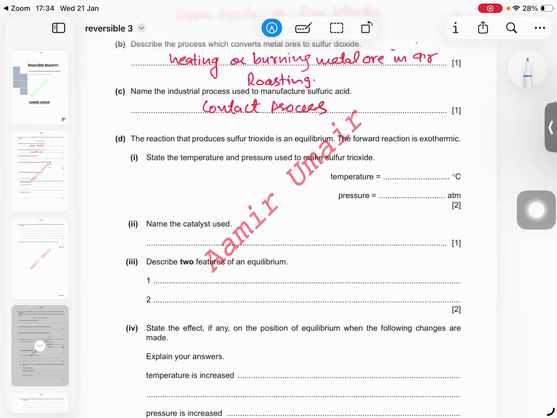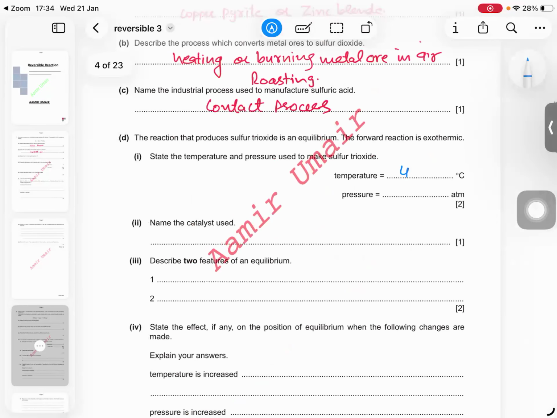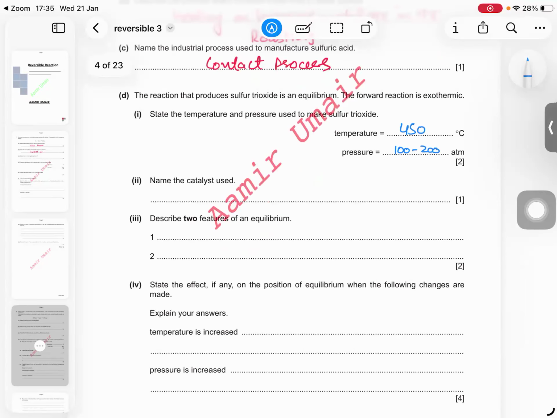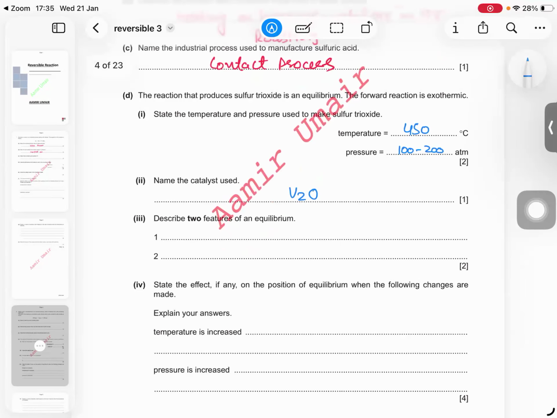Do you remember? What was the temperature? 450. What was the pressure? Okay, name the catalyst used. V2O5. You have to name it. So vanadium(V) oxide. You have to write the number in Roman numerals. You have to write like this.